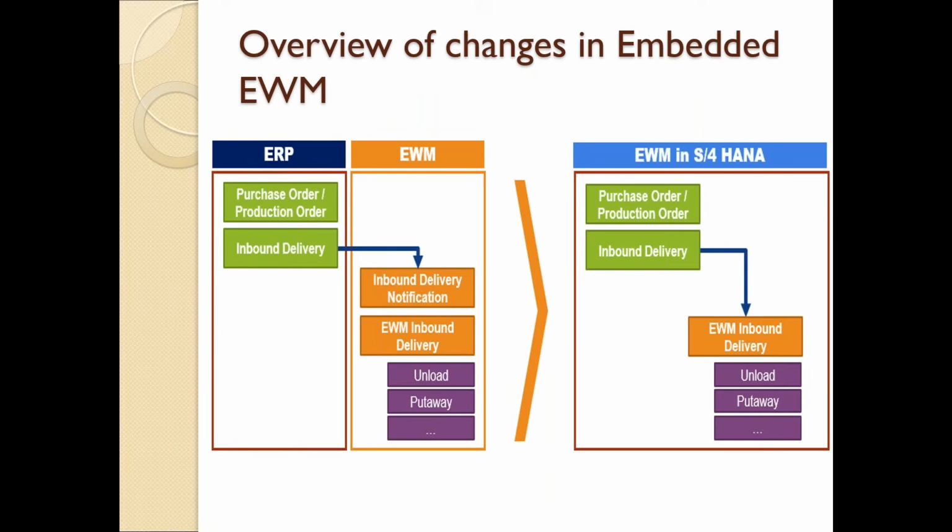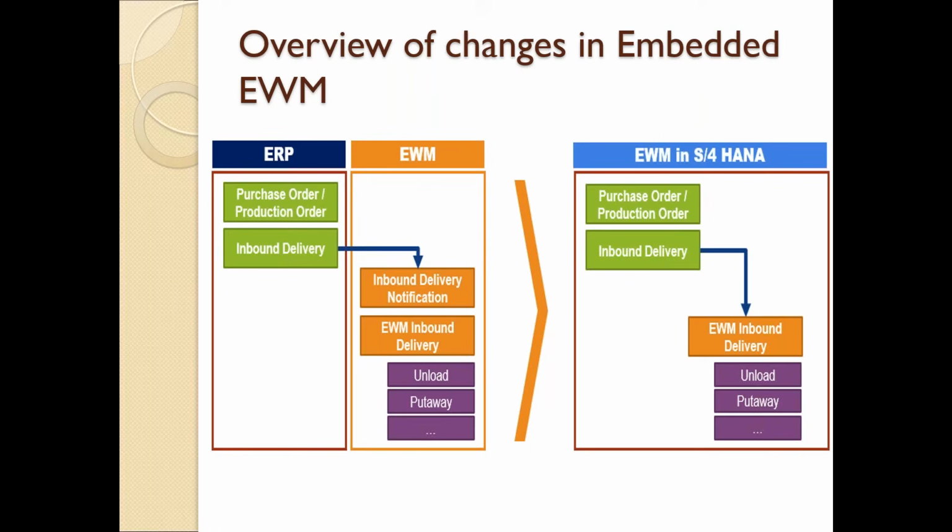Now, as soon as S4 came into the picture, it started removing the duplication of deliveries, because the most important thing in S4 is that it tries to reduce master data and the duplication of deliveries. So this inbound delivery notification, which is nothing but a duplication, has been removed. Now the inbound delivery is transferred to EWM directly as an inbound delivery. This is the reference document in our warehouse where we perform the activities. Are we clear now, guys?